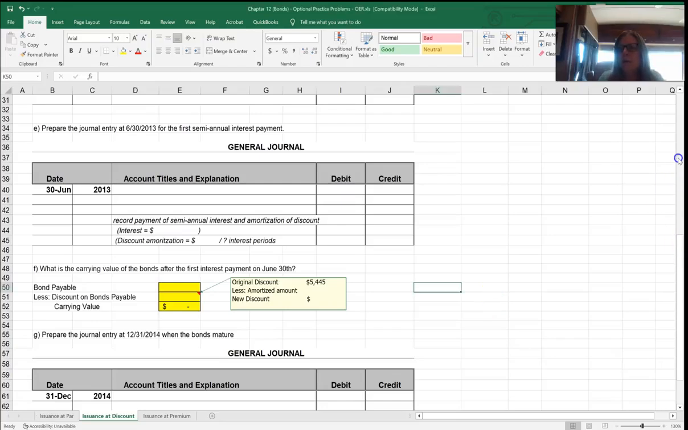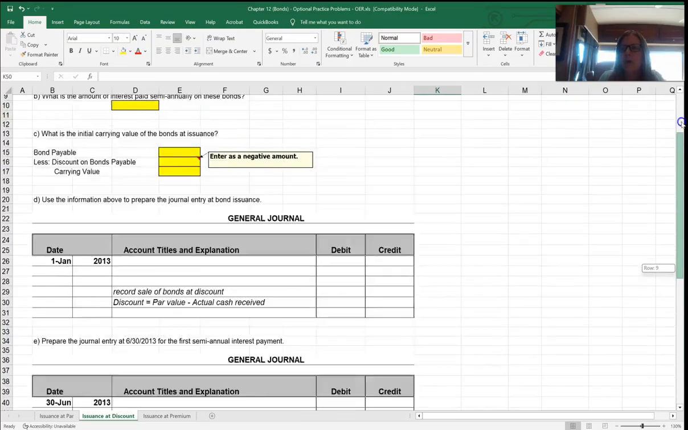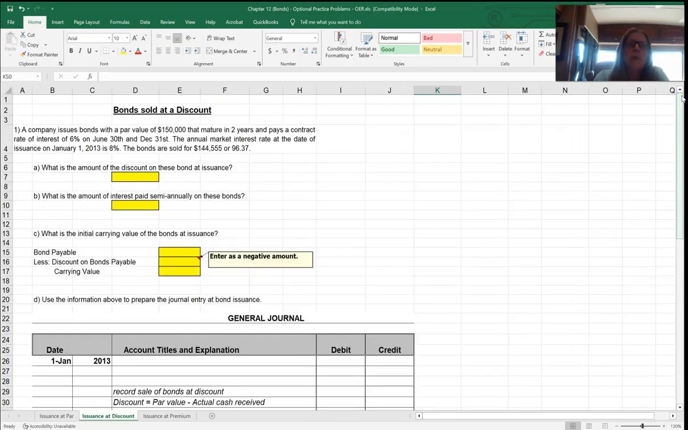Okay, now we are going to go through selling bonds at a discount. Why would we sell bonds at a discount? Well, this particular bond is $150,000 face value. It matures in 2 years and it pays 6% interest rate, and it pays interest twice a year on June 30th and December 31st. So if the interest rate out in the market, if they can buy other bonds for 8% right now, let's say the interest rate went up that much since we first developed these bonds, then we would have to sell ours at a discount in order for somebody to want to buy ours.